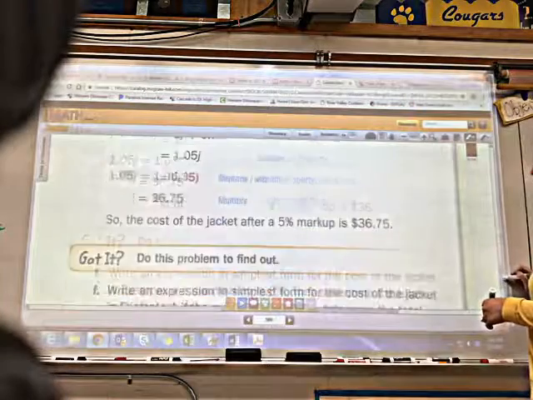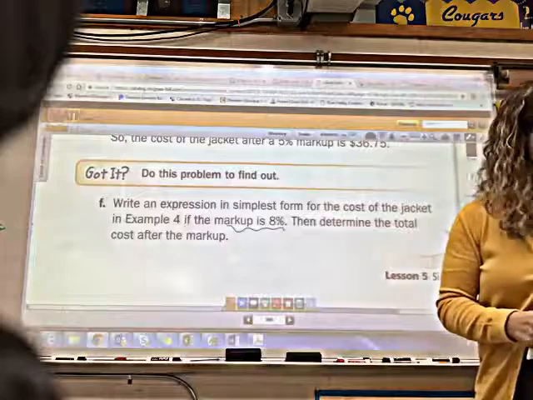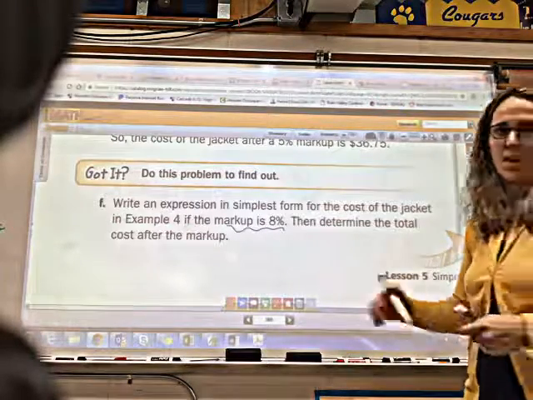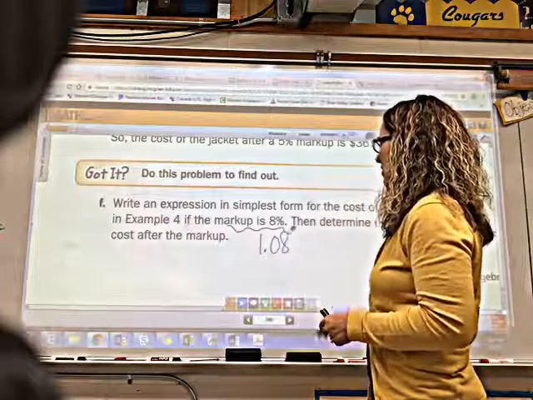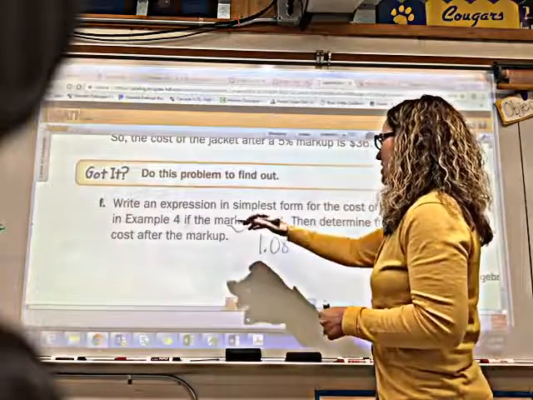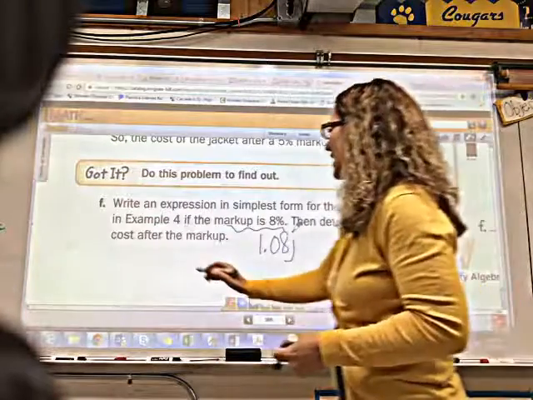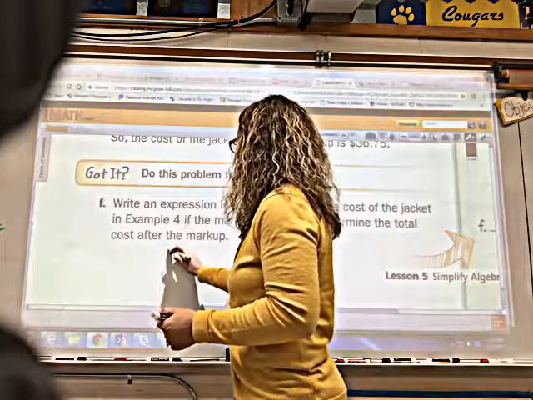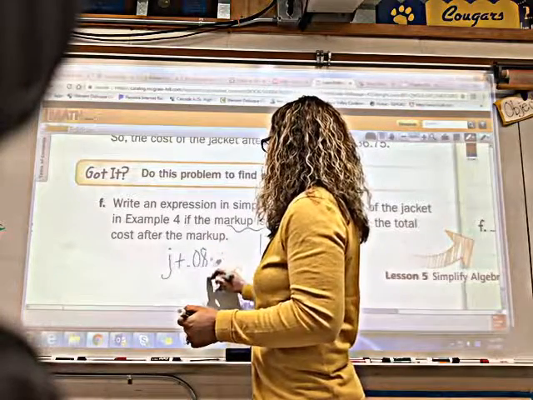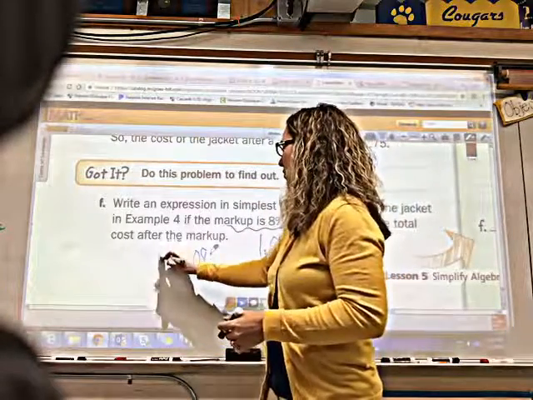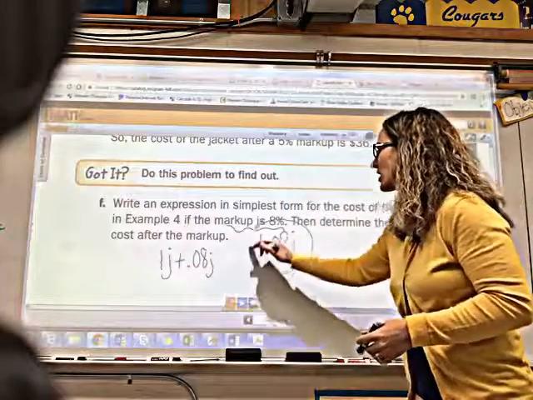Okay, so when we're going back down here and we're going to write an expression, technically we should be thinking that we're going to multiply 1.08 times our J again because of the jacket. Again, we were thinking 1J plus 8 cents or 8/100ths times J. When you add those together, you're going to come up with this. So this would be your expression.